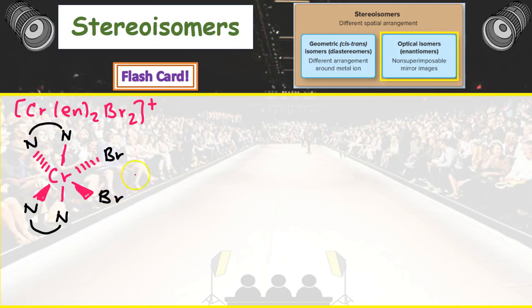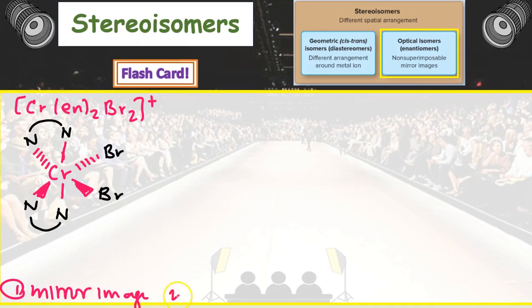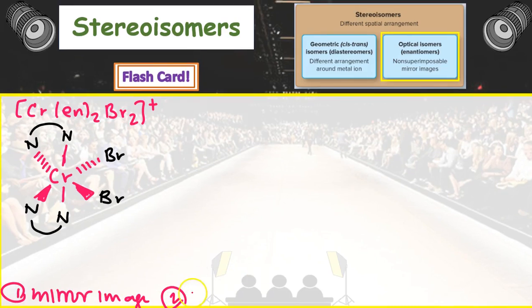So our goal is to take this octahedral complex and ask ourselves one question. Does it have an enantiomer or optical isomer? So how do we do that? Well, we need 3 things. 1, we're going to need the mirror image. 2, that mirror image needs to be non-superimposable. And then 3, it must be chiral. Okay, folks? So those are the 3 things we need to figure out if this complex has a stereoisomer.